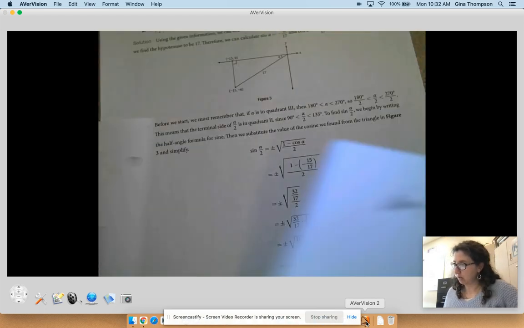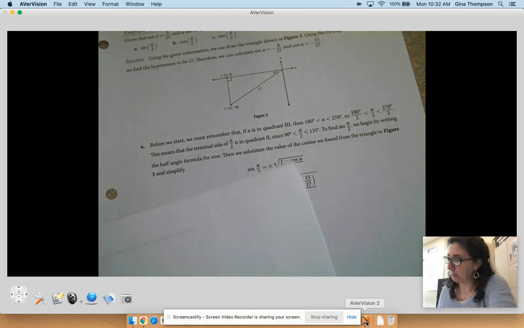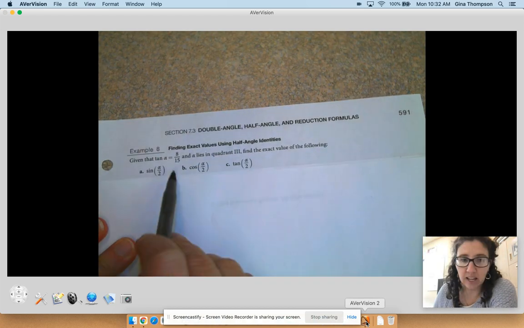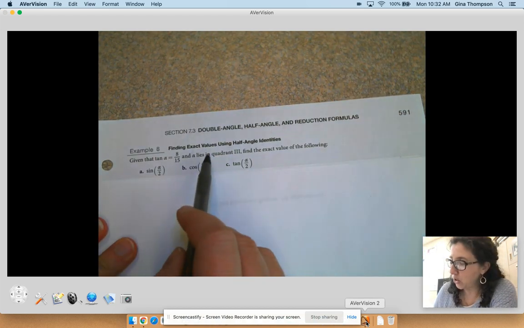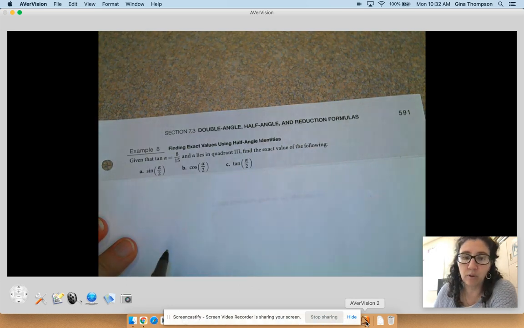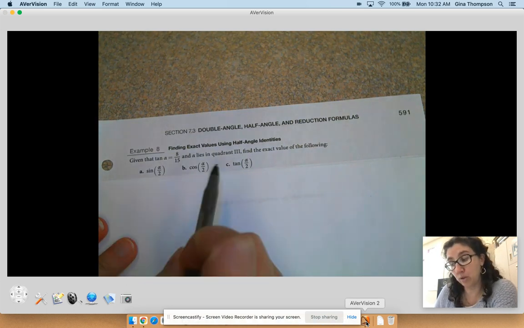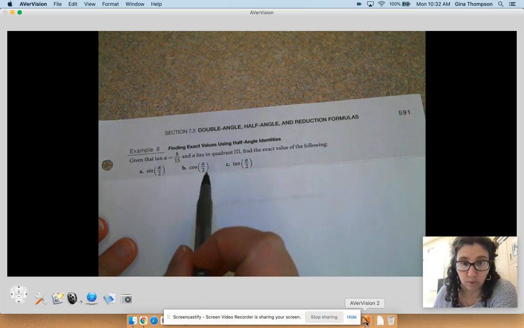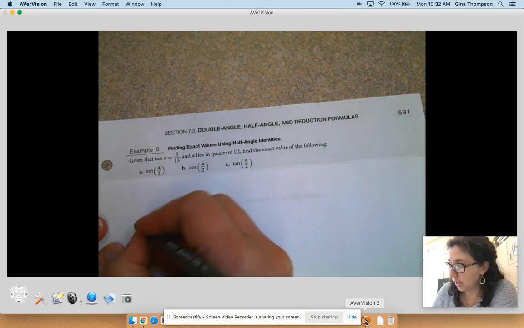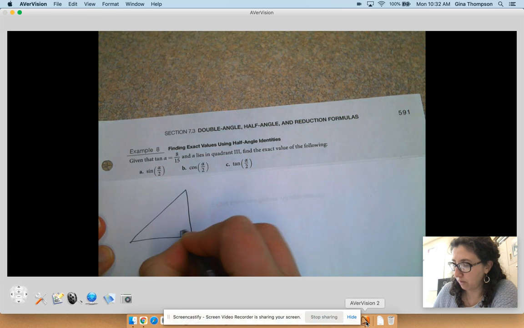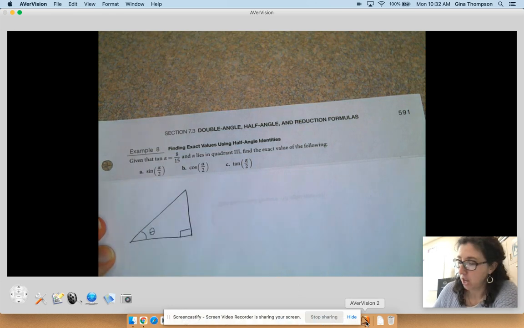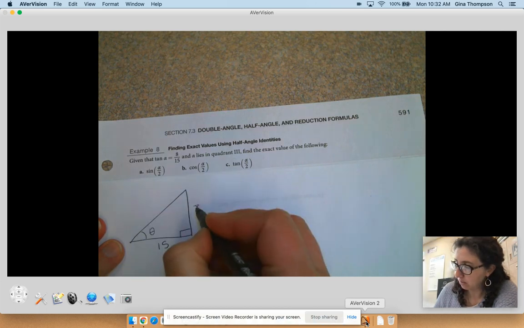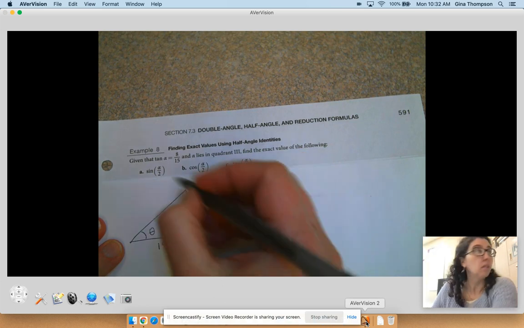What about this? In this problem, given that tangent of alpha is 8 over 15 and alpha lies in quadrant 3, find the exact value of the following: sine of alpha over 2, cosine of alpha over 2, tangent of alpha over 2. We don't know what alpha is, but we do know tangent of alpha, so this sounds like a time to draw a triangle. Tangent of alpha is 8 over 15. So what's this going to be? Uh-oh, might need a calculator here. I'm going to grab my calculator.